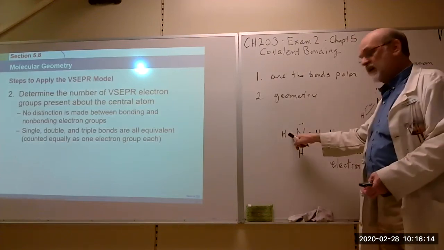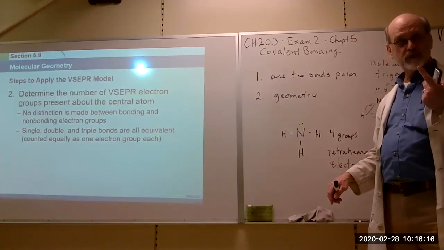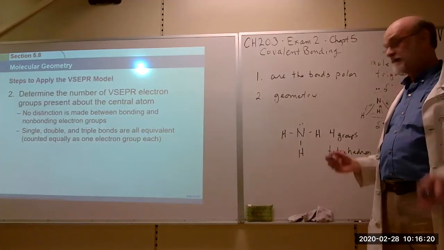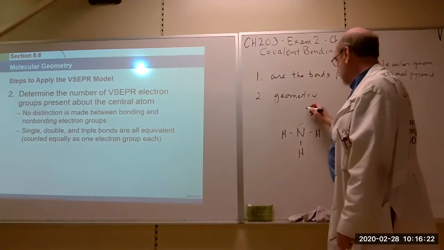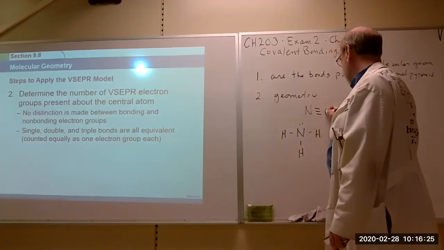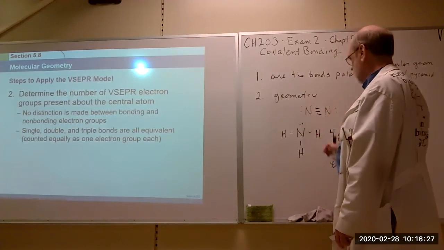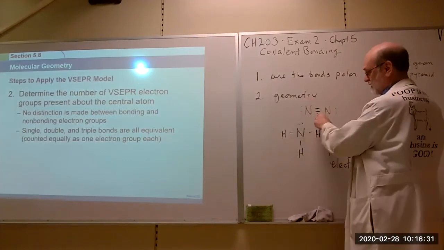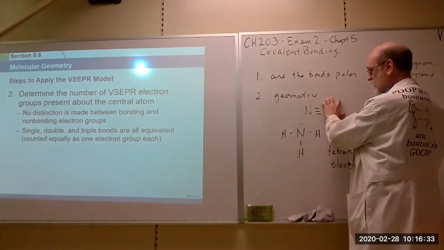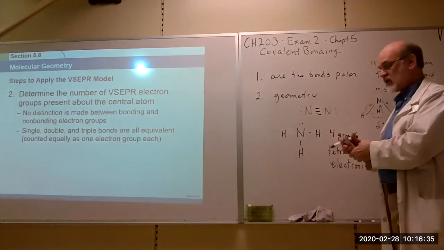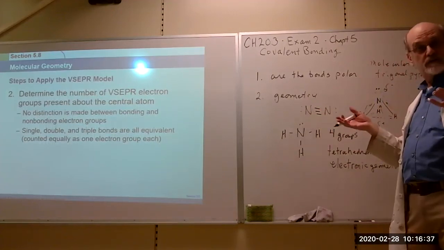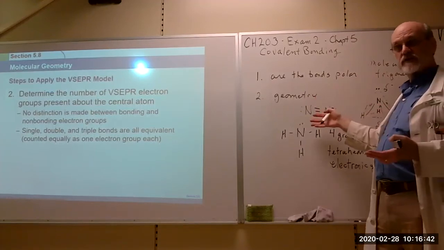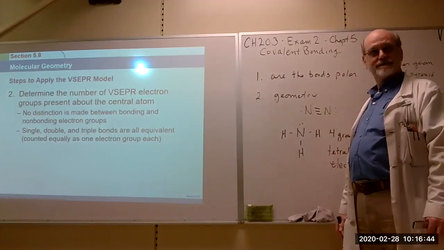If there are any double bonds here, they count as one group. Triple bonds, one group. Right? So if we were to discuss this one, around this nitrogen would be 2 groups. Around this nitrogen would be 2 groups. So the geometry around each nitrogen is identical. And when you have 2 groups, you have a linear structure. Okay?